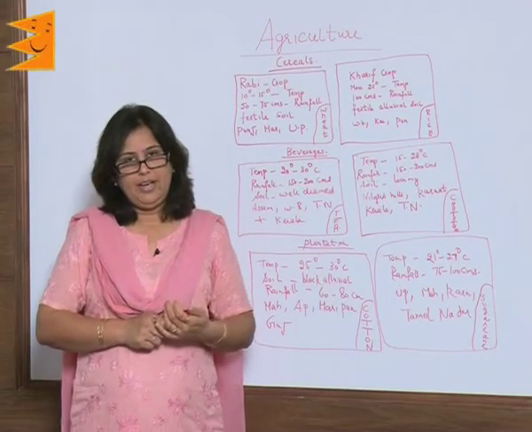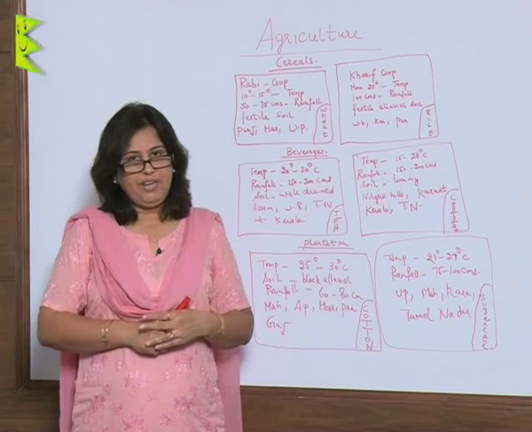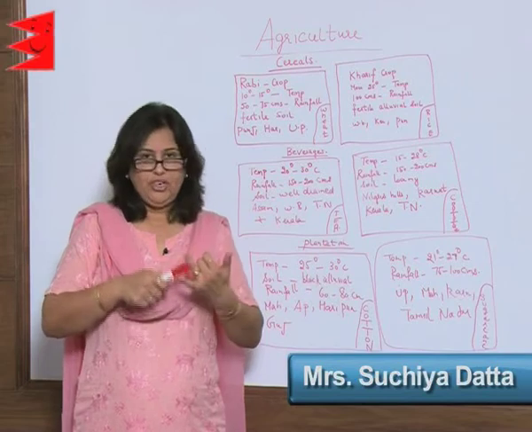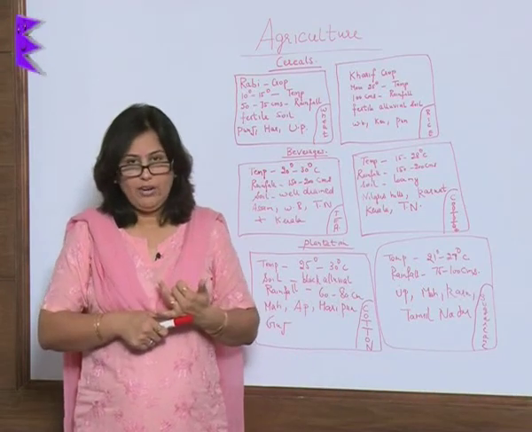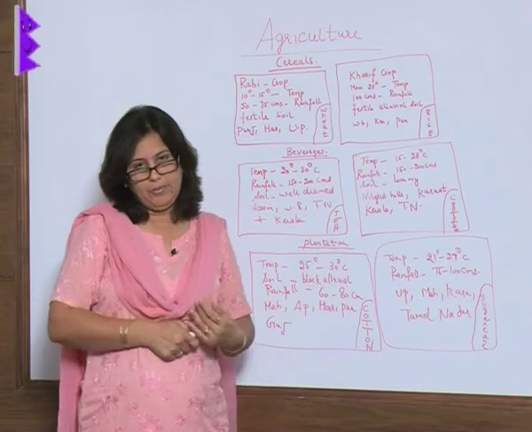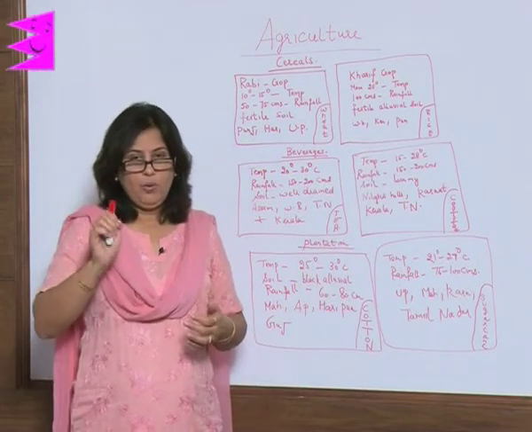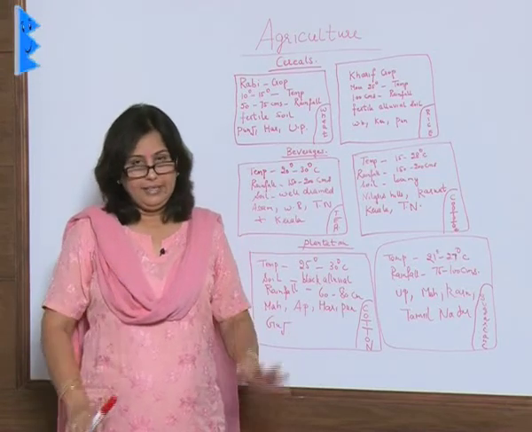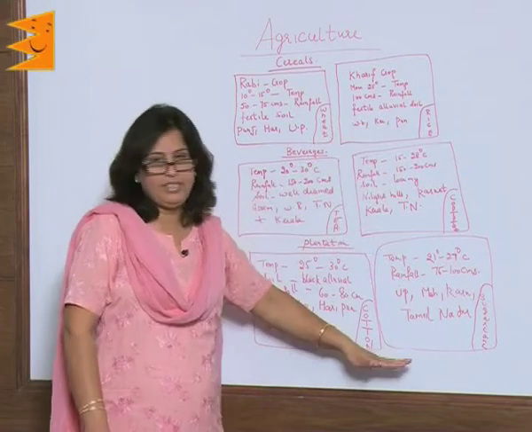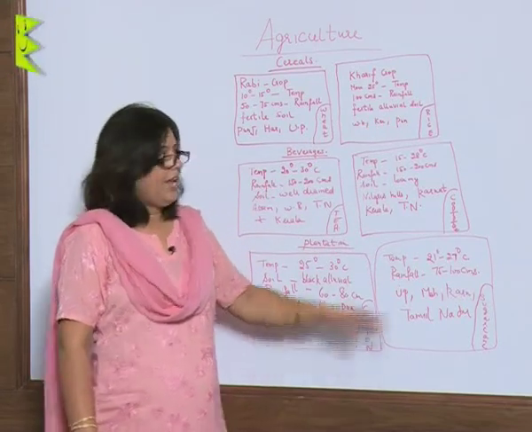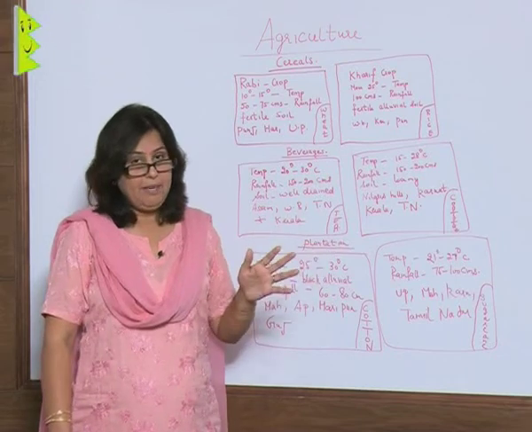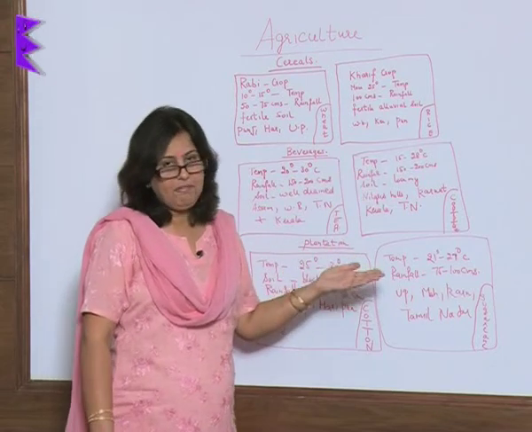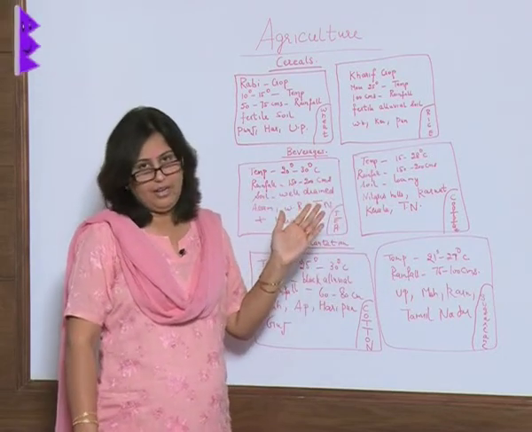In the chapter Agriculture, most of my students feel that they have a difficulty in remembering the temperature, rainfall, the kind of soil required for so many crops. So, I just give you a tip, a clue by which you can remember it easily, and that is kindly make boxes in your registers like this, and you will be able to remember them in a very easy manner. Remember, you can make the boxes the way I have made, as you can see on the screen.